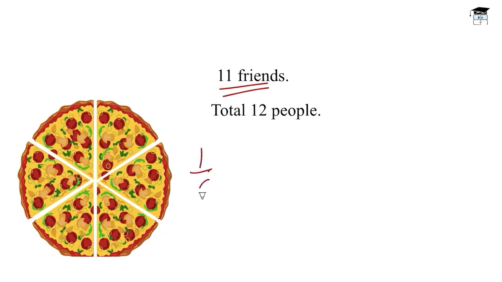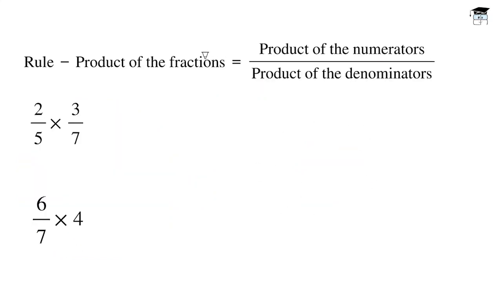Yes, 1 by 6. But now, do you know how many pizzas you will need if each friend has to get one slice of pizza? To do so, we need to multiply 1 by 6 with 12. So, let's learn how you are going to do that. Multiplication of fractions is very easy. You just have to follow this rule.